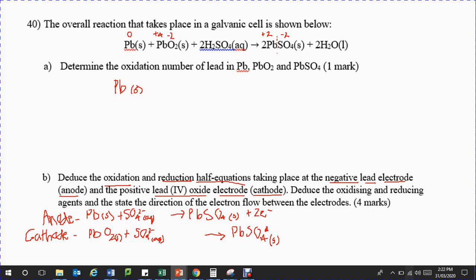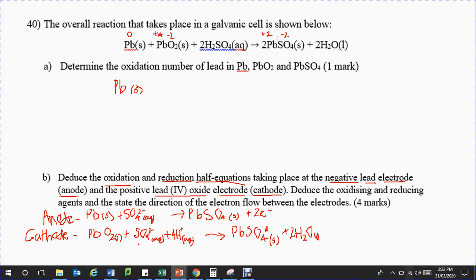We're going to balance our oxygen by adding water. I need 2 more waters this time, so I've got 6 oxygens each side. Let's check: 2, 6, 4, 6. Yep, my oxygen is balanced. Now I need to make sure my hydrogens are balanced each side. This side I've got 4 hydrogens and none on the other side, so I'll add 4H+, aqueous.